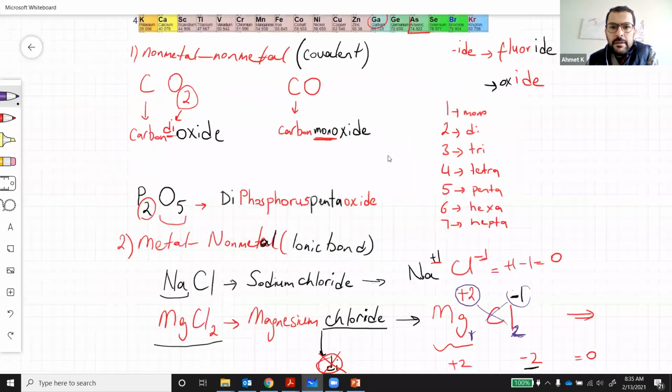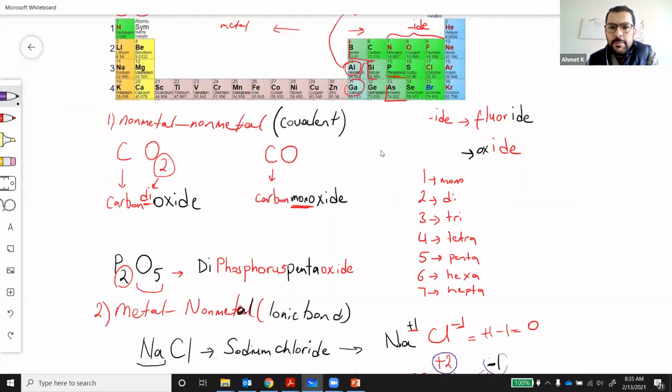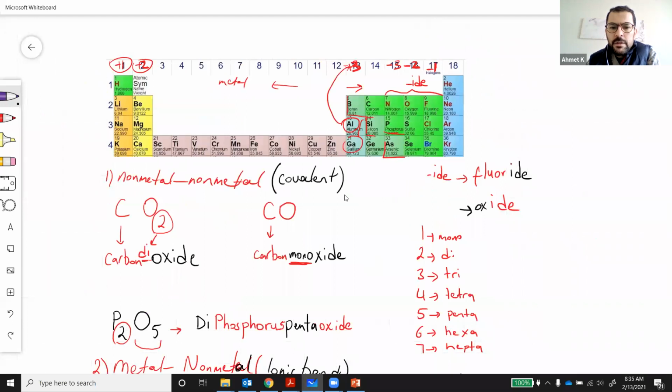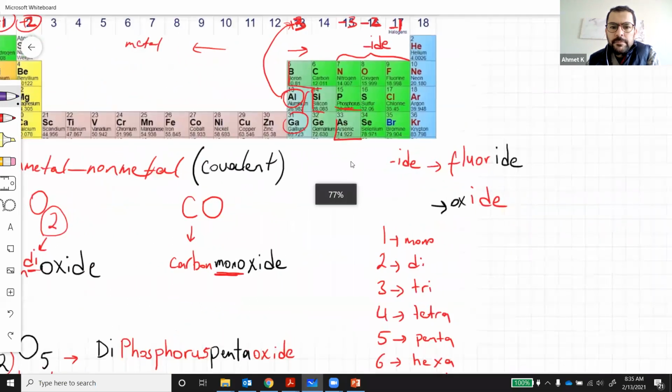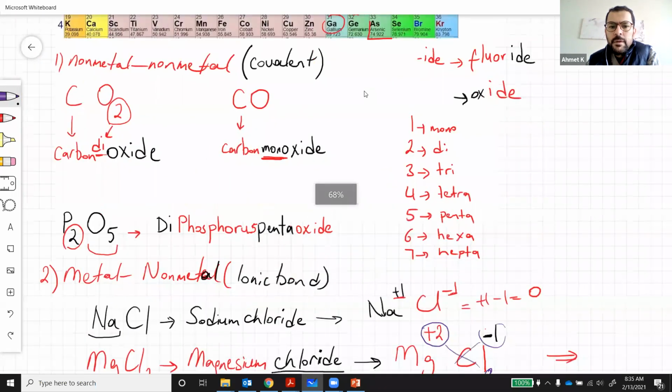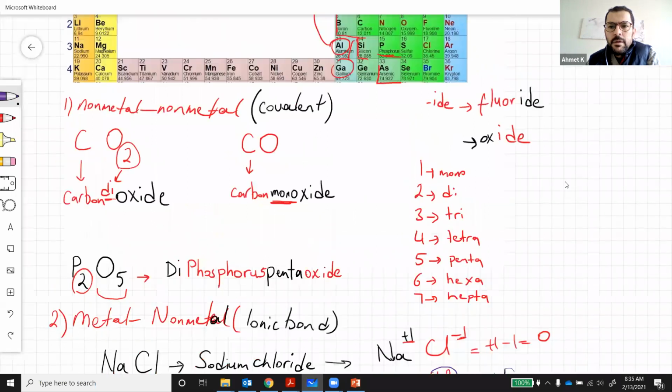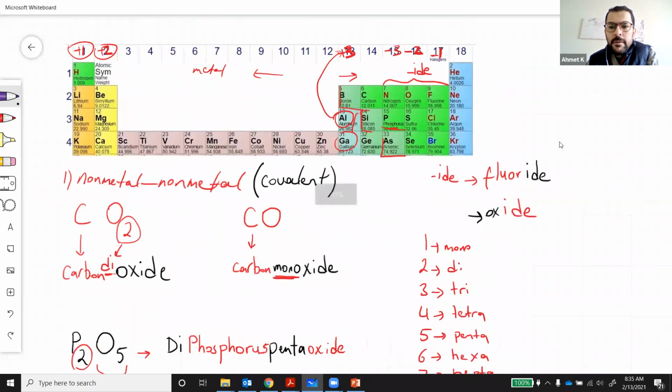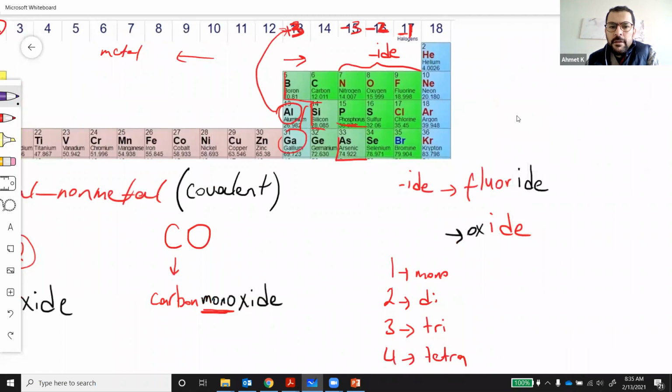And again, you can have your periodic table, but I'll bring the periodic table here. Okay, aluminum is here.